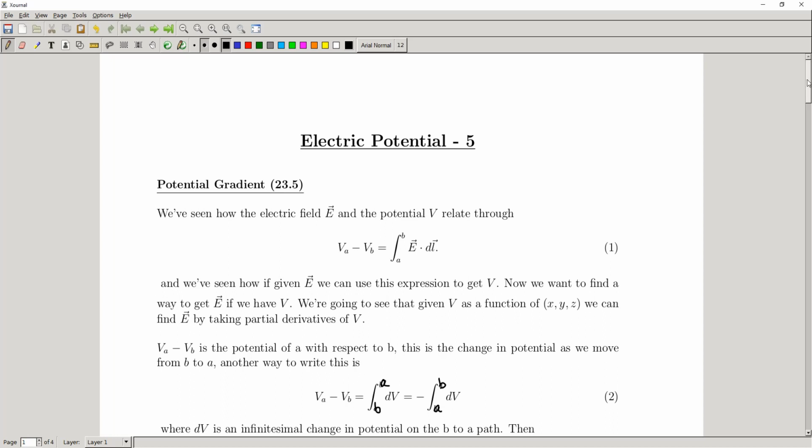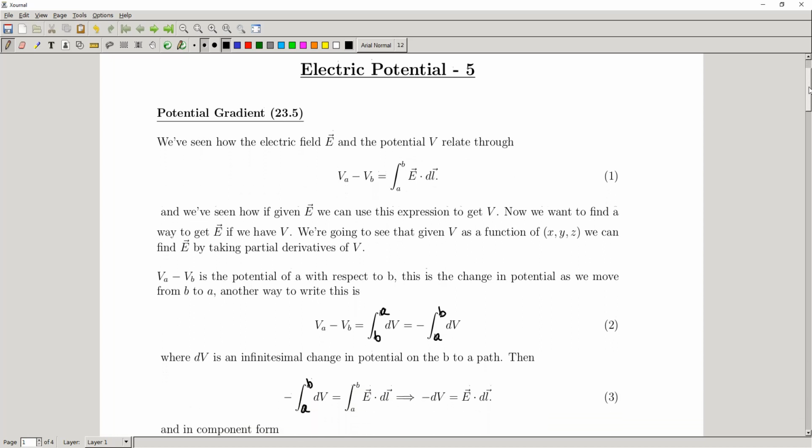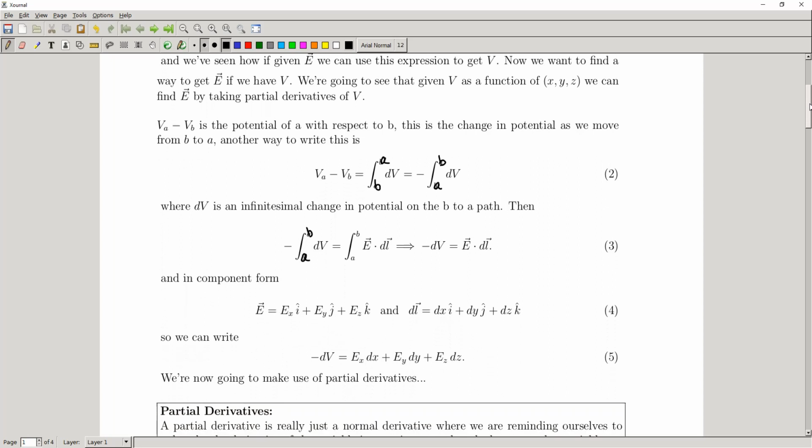So we start off with this expression that we have here in equation 2, and I had some typos, so I fixed those up. But what we have here is our potential at A minus our potential at B. So VA minus VB is the potential of A with respect to B, and this is the change in potential as we move from B to A.